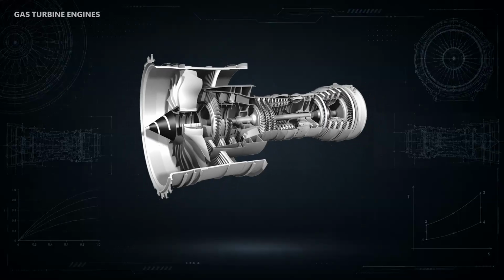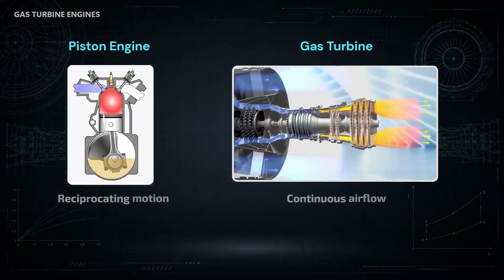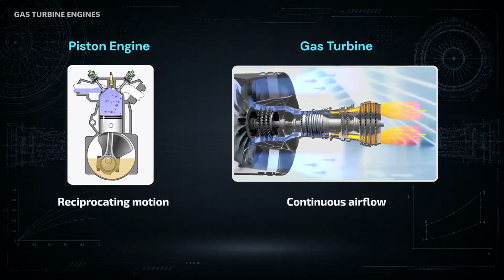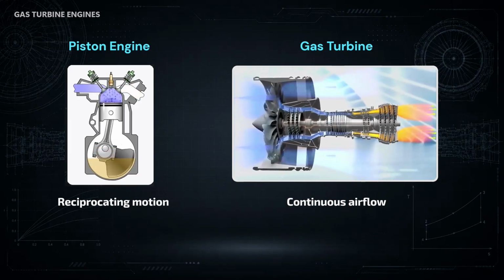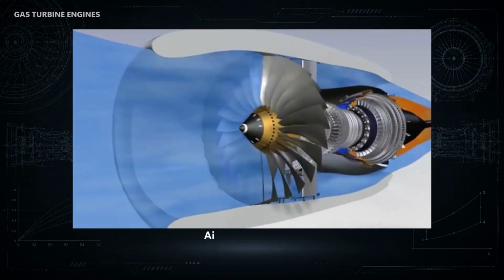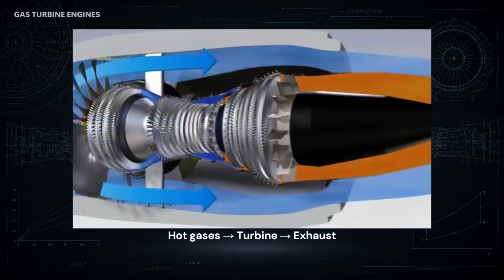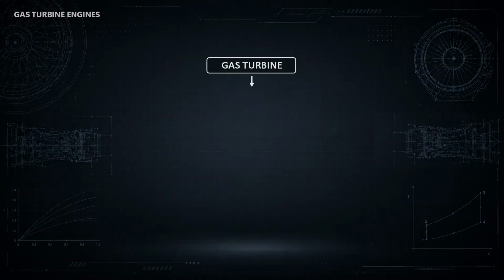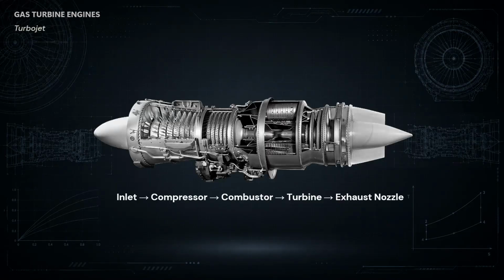The next major family is the gas turbine engine. Unlike a piston engine, which produces power through reciprocating pistons, a gas turbine uses a continuous flow of air through the engine. Air is compressed, fuel is added and burned, and the resulting hot gases expand through the turbine and exhaust system. Depending on the engine design, that energy can be used to produce jet thrust, turn a propeller, or provide shaft power.